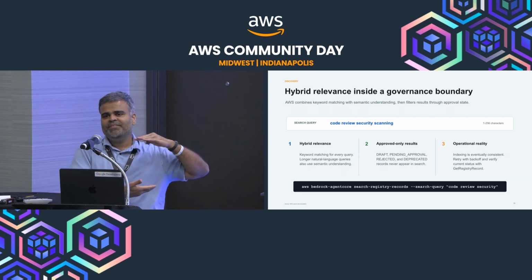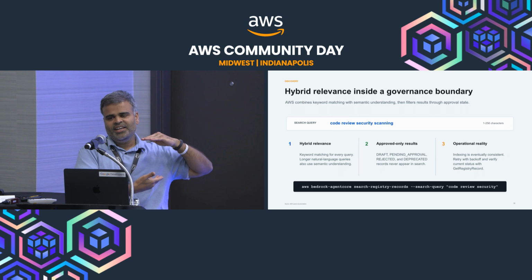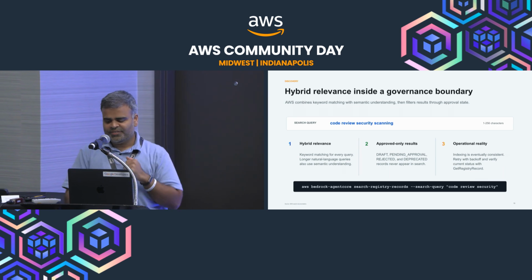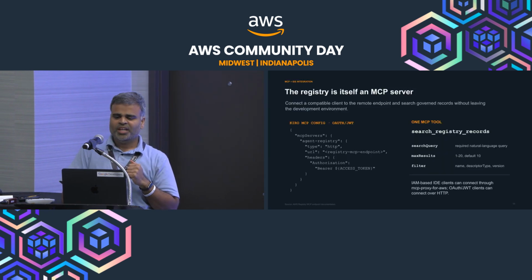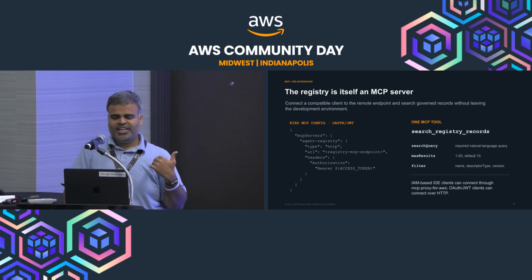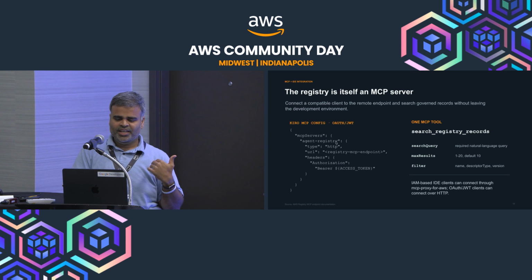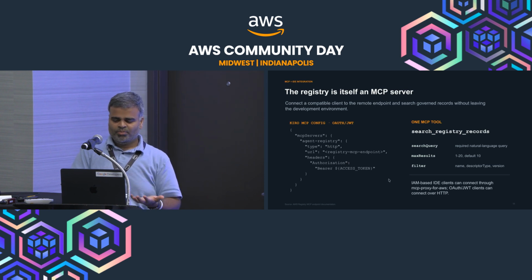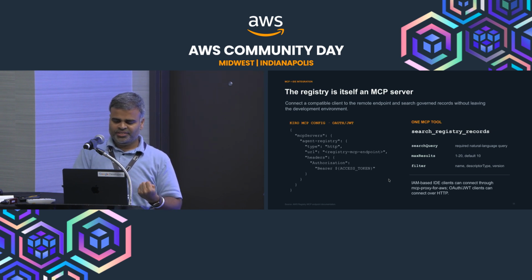It maps out everything that's part of the registry with the matching record, and it surfaces that for the user to use. Like we talked, the registry itself is an MCP server. So you're defining the agent registry and the URL for it. It supports OAuth and JWT tokens.